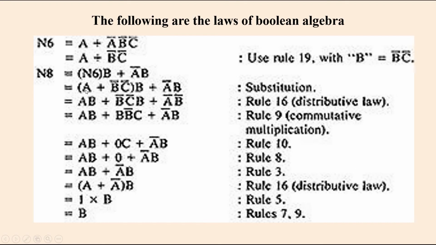So I have substituted this value in place of N6, that is (A plus B bar) into C bar into B plus A bar into B. So what we got? AB. We have expanded it: B bar into C bar into B plus A bar into B bar. AB plus, here we got only the C. B into B cancel, B bar cancel, C, A bar into B. So AB plus 0. B into B bar what?